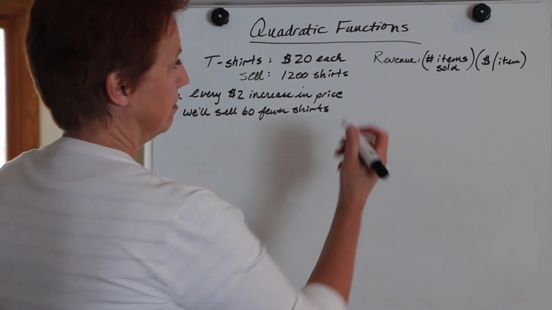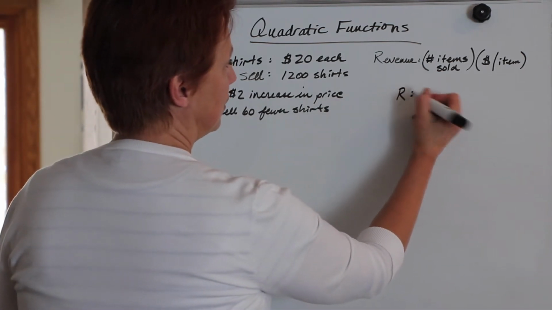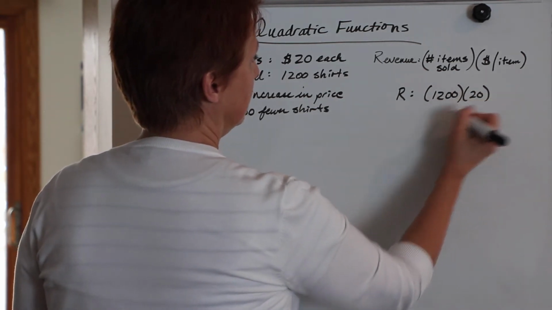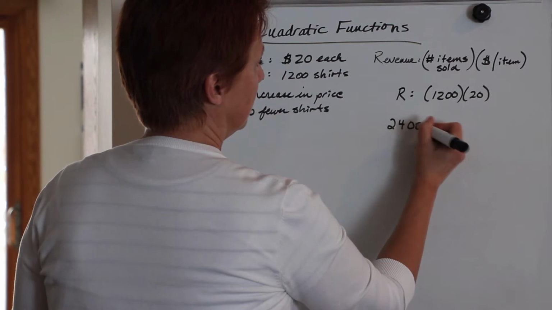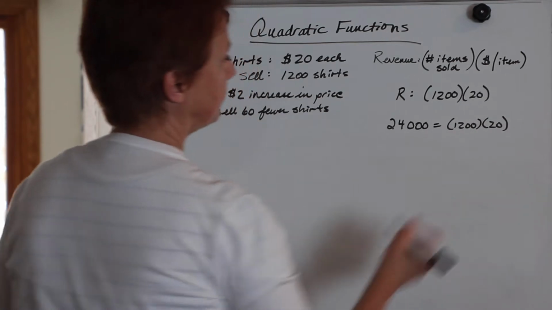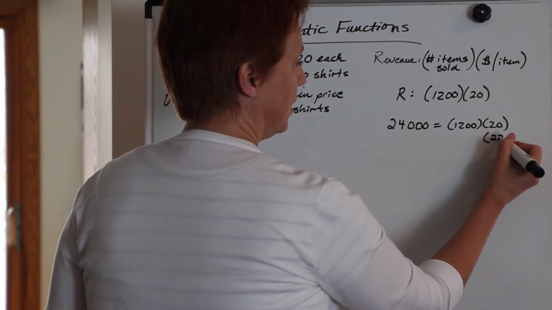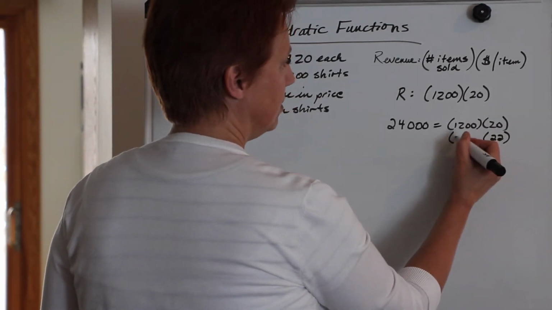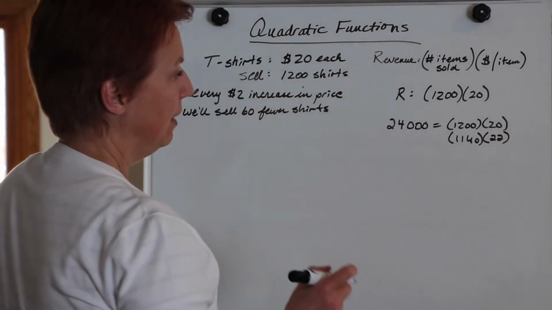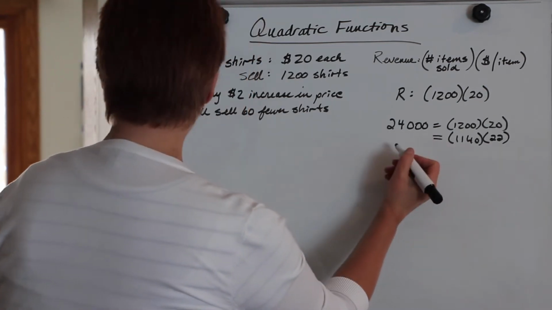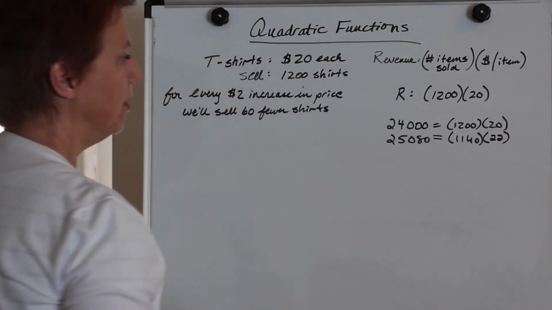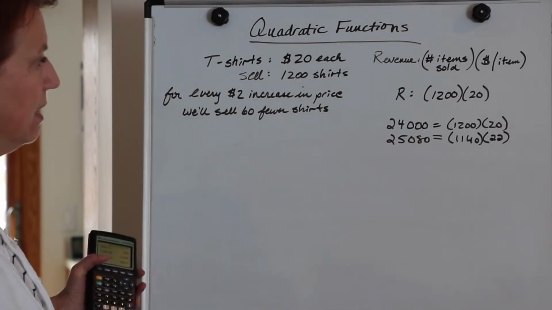So here's how I teach this. Your revenue historically has been 1,200 times 20. So 24,000 has been your historical revenue. So if you decide to sell the shirts for $22, the number of shirts you sell will be 1,140. Okay, if we sell 1,140 shirts and we sell them for $22 each, we will have revenue of $25,080. So that's already more than $1,000 that we've been taking in up till now, okay?